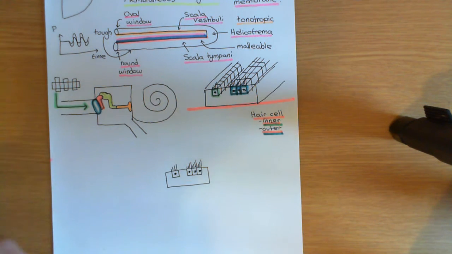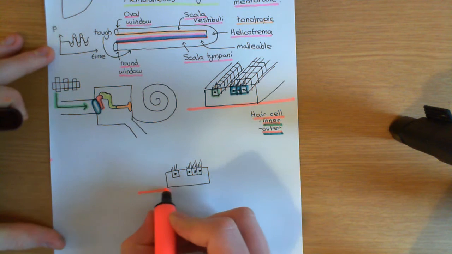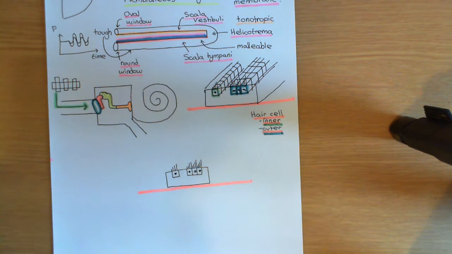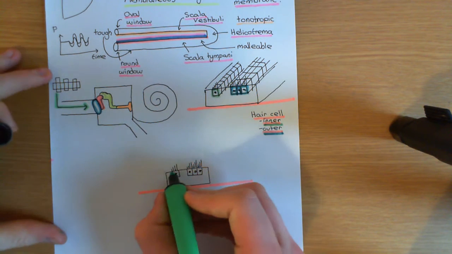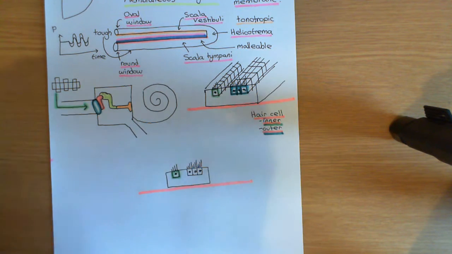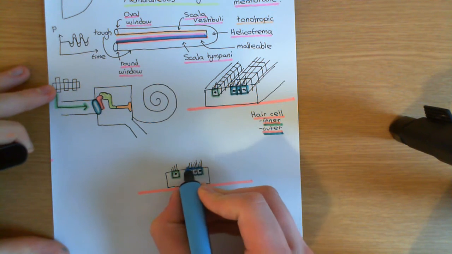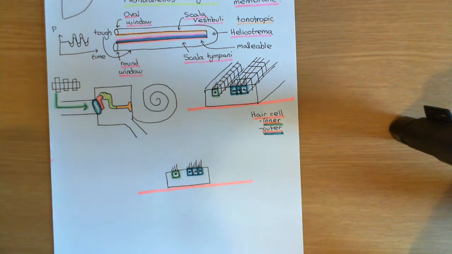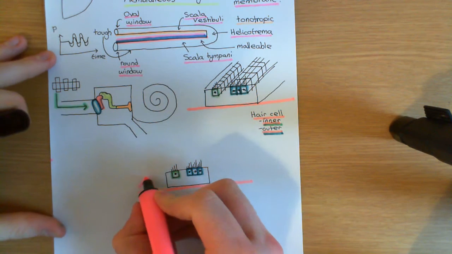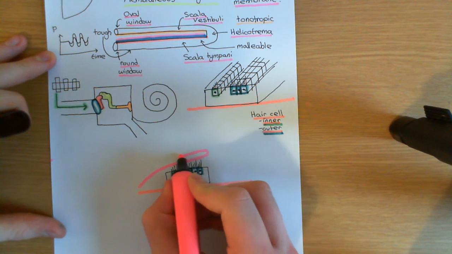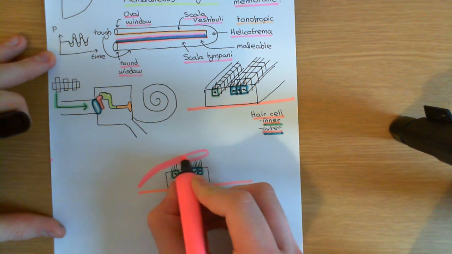So here, this is the organ of Corti. Here is the basilar membrane on which the organ of Corti is sat. Let's just colour in the hair cells here. So we've got the inner hair cell in green there, and then the 3 outer hair cells in blue here. Okay, and then let's add on the tectorial membrane. So here, this can be the tectorial membrane here.